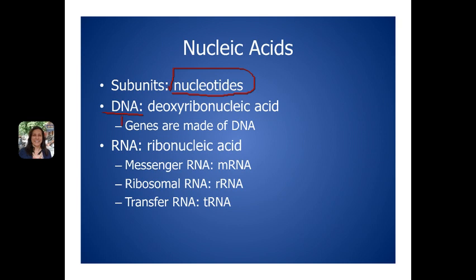Our genes are made of DNA. RNA is a molecule very closely related to DNA, and there are three major types of RNA. There are more, but there are three major types, and they are messenger RNA, abbreviated mRNA, ribosomal RNA, or rRNA, and transfer RNA, or tRNA.